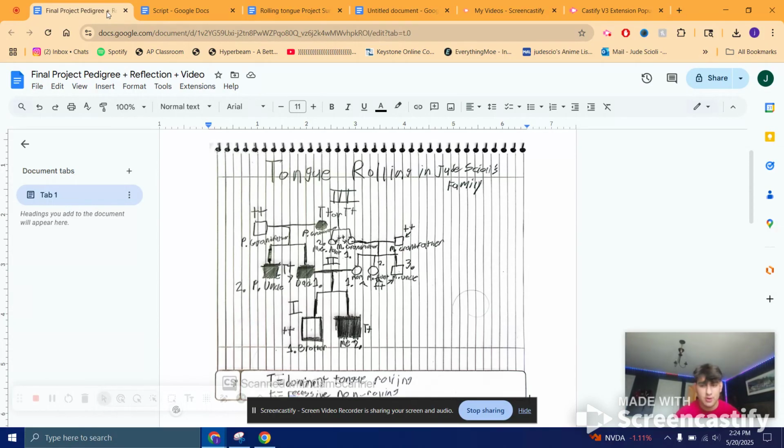So, you're probably wondering, what is tongue rolling? Tongue rolling is a simple genetic trait. It's the ability to roll your tongue into a tube shape, like this. This trait is controlled by a single gene, where tongue rolling is dominant and non-tongue rolling is recessive. This means even if you have one capital T allele, you'll be able to roll your tongue. But if you have 2 recessive alleles, lowercase t doubled, you can't.